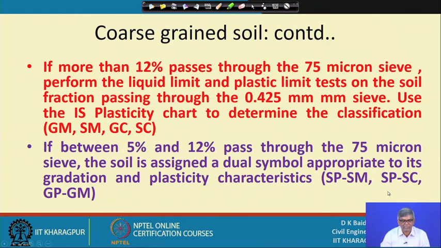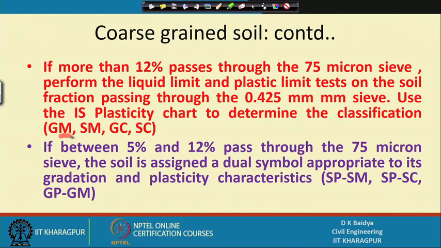And if more than 12% passes through the 75 micron sieve, then perform a liquid limit test and plastic limit test on the soil fraction passing through the 425 micron sieve, and use the plasticity chart to determine the classification. Finally, this classification can be done by combining the presence of gravel or sand with whether it is clay or silt from the plasticity chart, and combining them we can classify the soil as GM, SM, that means silty gravel, silty sand, or clayey gravel or clayey sand, like that.